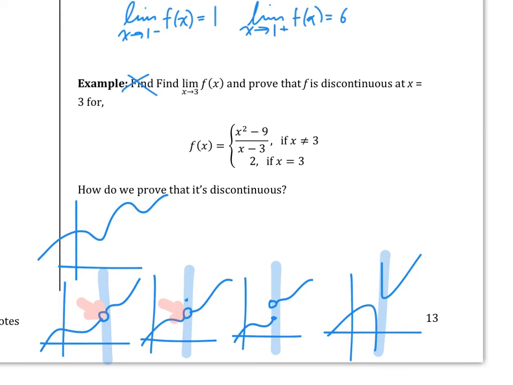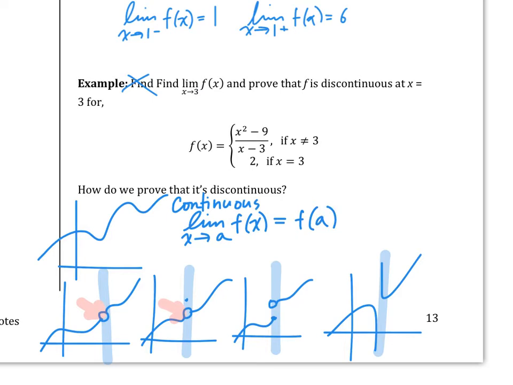So without getting into a ton of calculus, which we'll get to next year, to prove that something is discontinuous, there are a few things. If you want to prove that something is discontinuous, you just have to say why it's not continuous. So to be continuous, there are a few things. First, the limit as x goes to a number of a function has to equal the actual value of the function at that number.